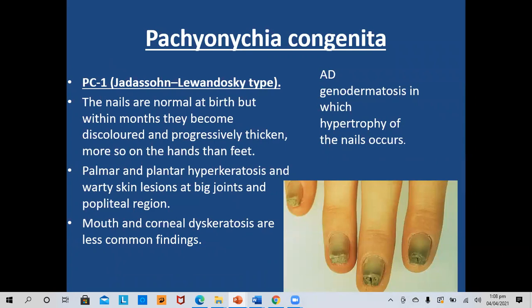Pachyonychia congenita type 1, which is the Jadassohn-Lewandowsky type. It's an autosomal dominant genodermatosis in which hypertrophy of the nail occurs. The nails are usually normal at birth, but within months they become discolored and progressively thickened, more so on hands as compared to feet. There is palmar and plantar hyperkeratosis and warty skin lesions at big joints, and there is oral and corneal dyskeratosis. So thickening of the nail, keratoderma, and leukokeratosis are the prominent features of pachyonychia congenita.